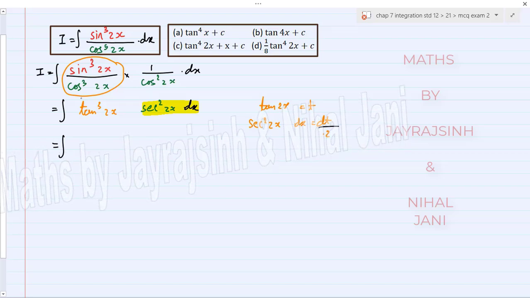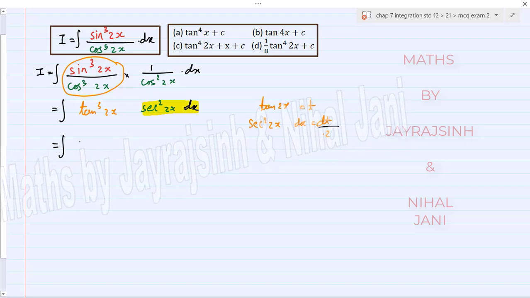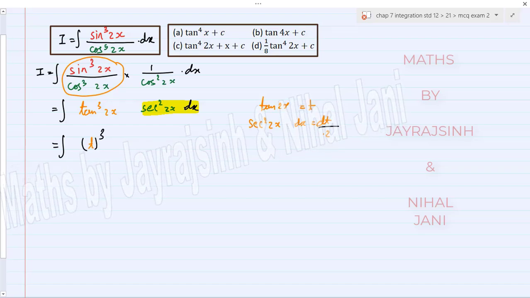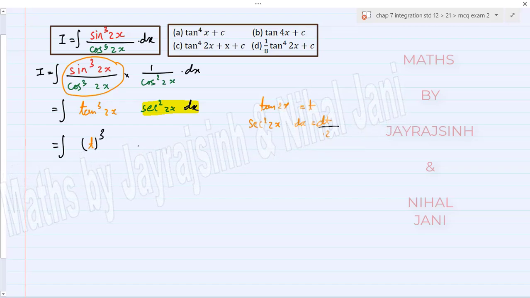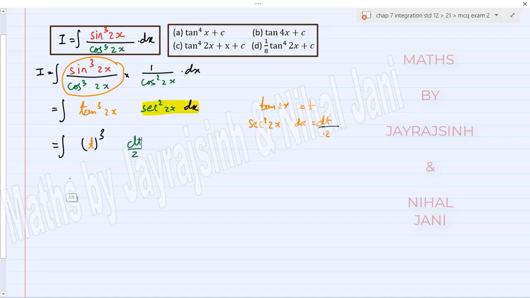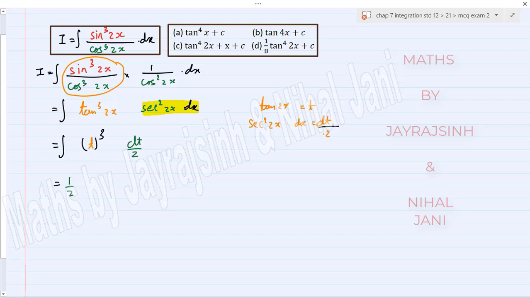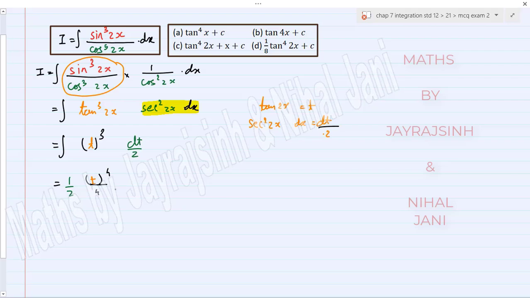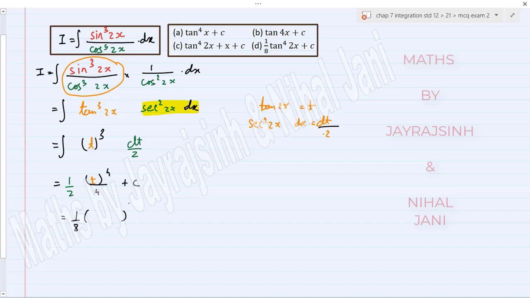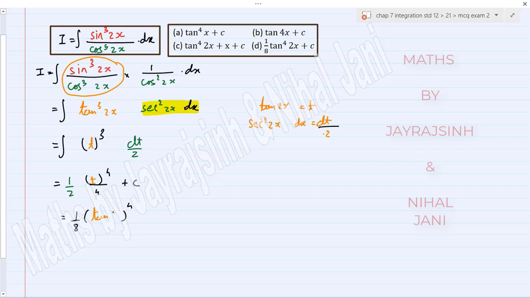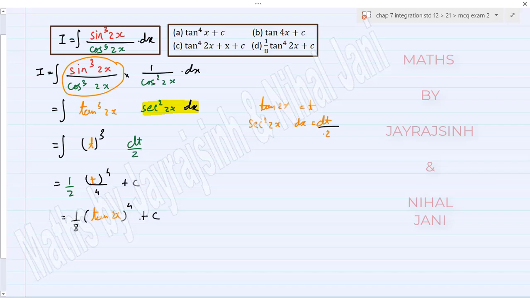So let's modify. This tan cube 2x will become t cube, and sec square 2x dot dx will become dt by 2. You don't have to worry about this 1 by 2. Integration of t cube will be t raised to 4 upon 4 plus c, or we can say 1 by 8 t raised to 4. Just substitute the value of t, which is tan 2x, plus c. So tada! This is your final answer, which is given in option D.